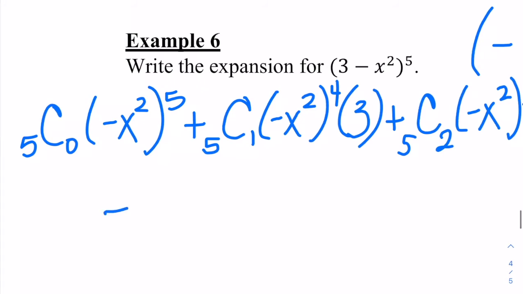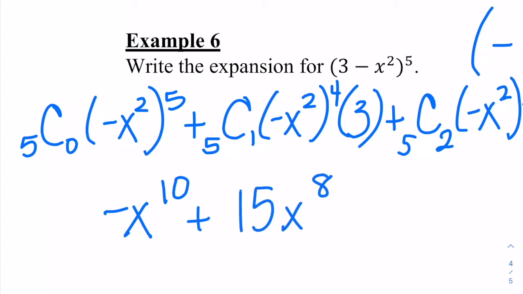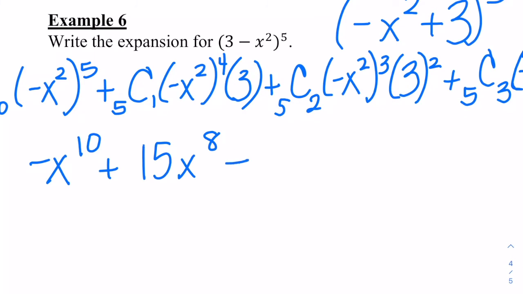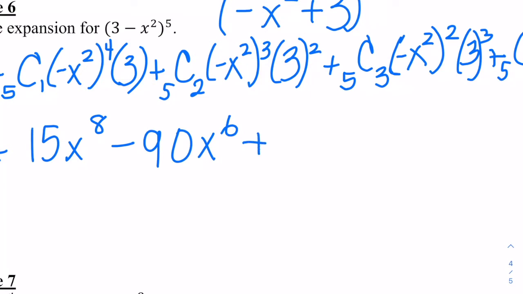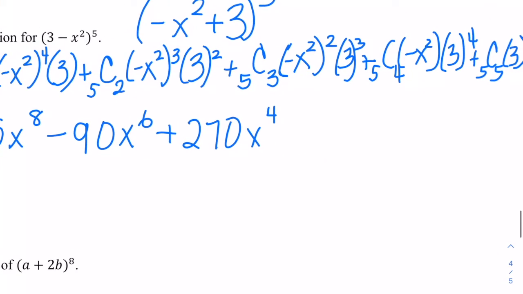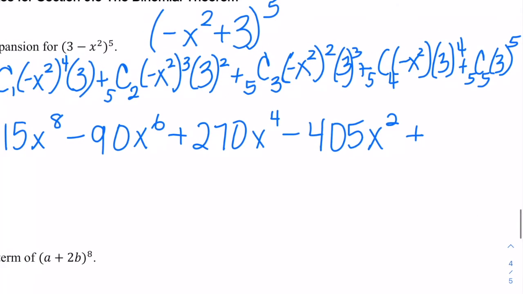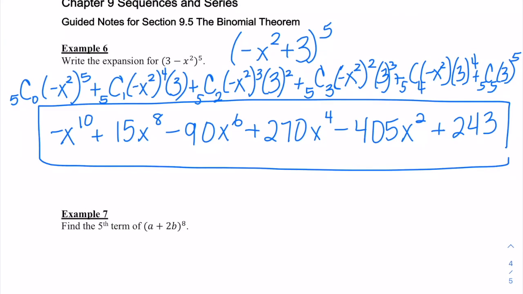So we'll have negative x to the 10th plus 15 x to the 8th. This will be a minus 90 x to the 6th plus 27 times 10, so that's 270 x to the 4th, minus 3 to the 4th, 81 times 5, so that's 405 x squared. And last but not least, 3 to the 5th, 243. This is the binomial raised to the 5th in simplest form.